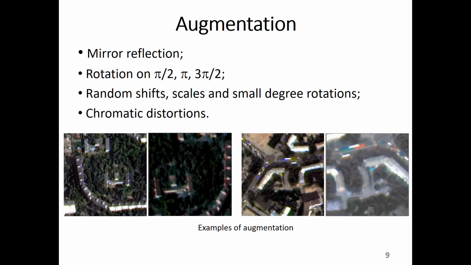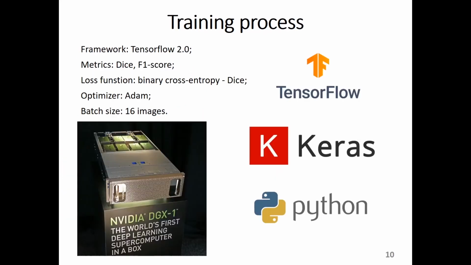To increase our dataset, we applied 3 stages of augmentation. It consists of rotation on 90, 180, 270 degrees and reflections. The training set increased 8 times after this stage. Second, chromatic distortions. Images were translated from RGB color space to HSV color space. Random values were added to HSV coordinates of images. For the near infrared channel, instead of chromatic distortions, random values were added. And the third stage includes random shifts, scales and small degree rotations of patches.